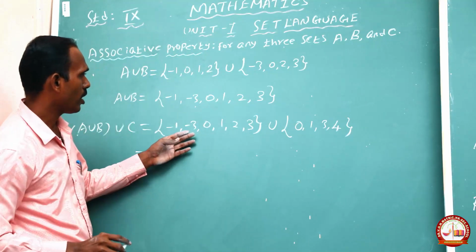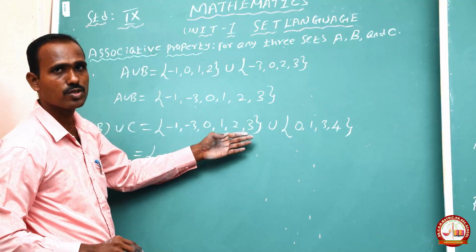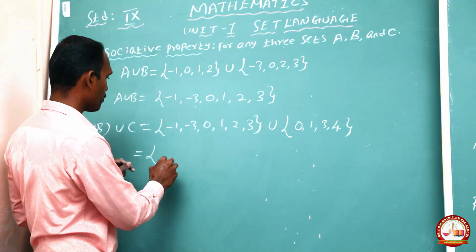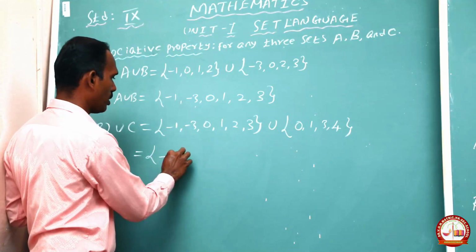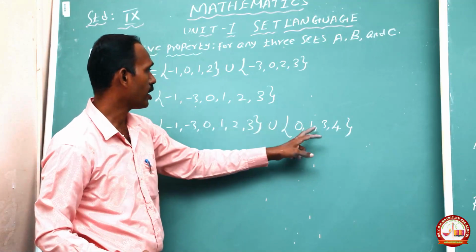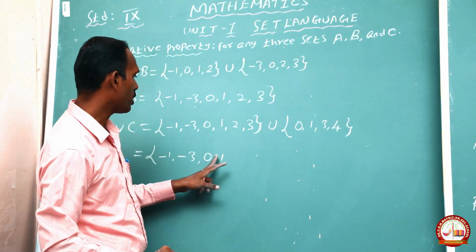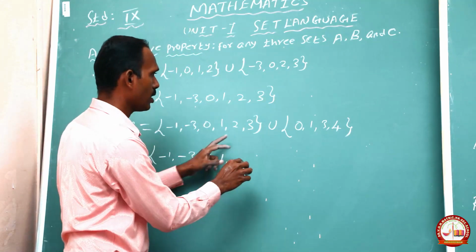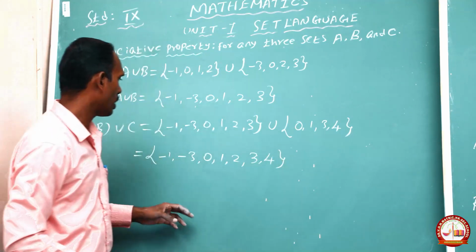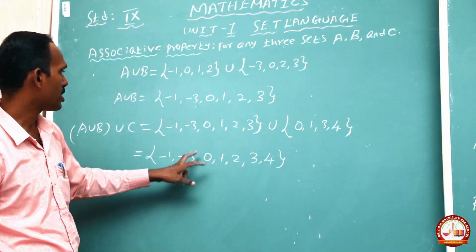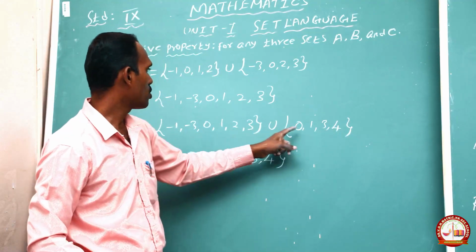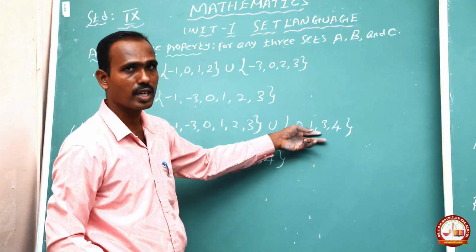So again we have to write the union. I have told you, union means don't write the repeated elements. We have to write all the elements from both sides. So we write -1, -3, 0 is repeating so don't write, and 1 is repeating, so write it only one time. So 1, and then 2, and then 3, and then 4. So here -1, -3, 0, 1, 2, 3, and then 4. Here 0, 1, 2, 3 is coming, so don't write again.